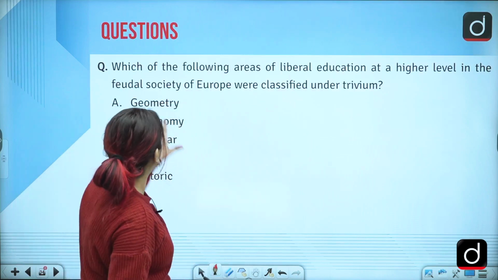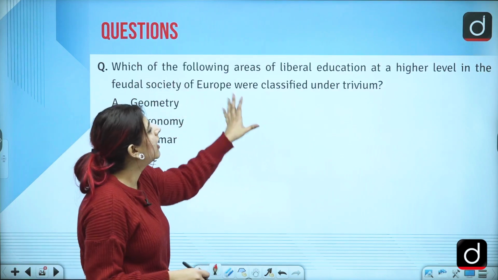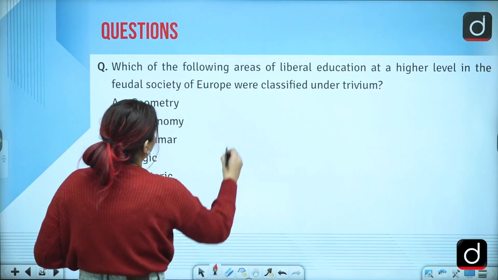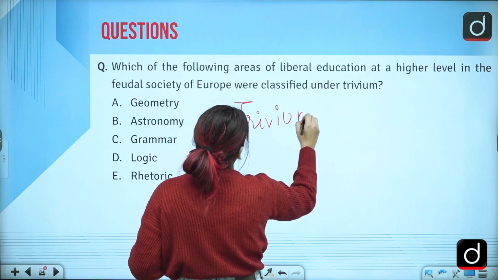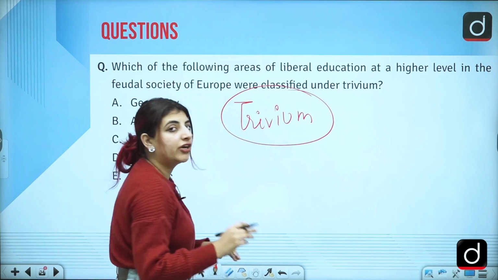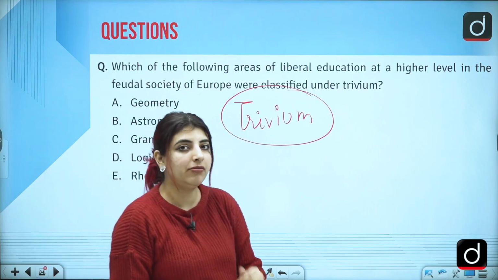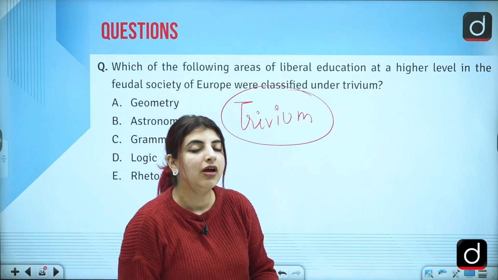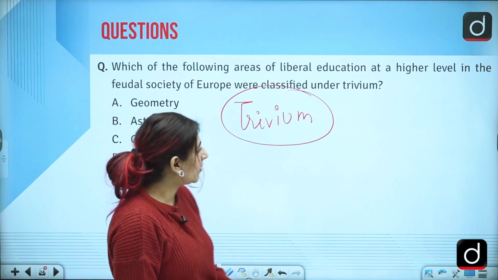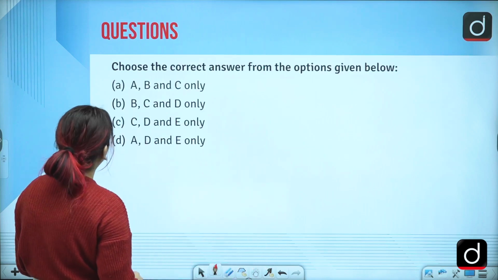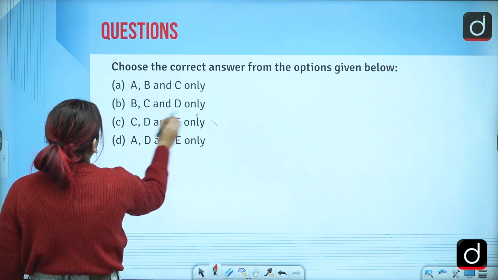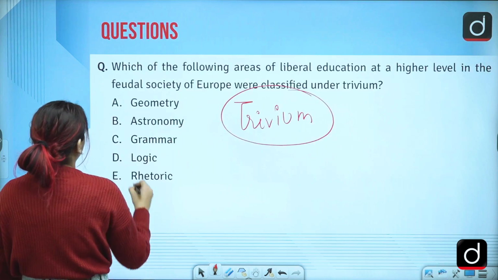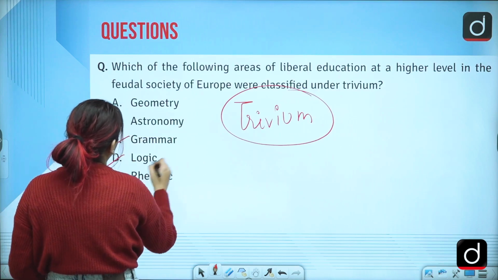If we talk about the feudal society of Europe, classified under the trivium. So I hope now you all will be able to answer this, because we have done quadrivium, and in quadrivium I told you trivium. So this will make sure that you paid attention in the previous slides. The answer to this question is option C, that says C, D and E only. That is C, D and E.